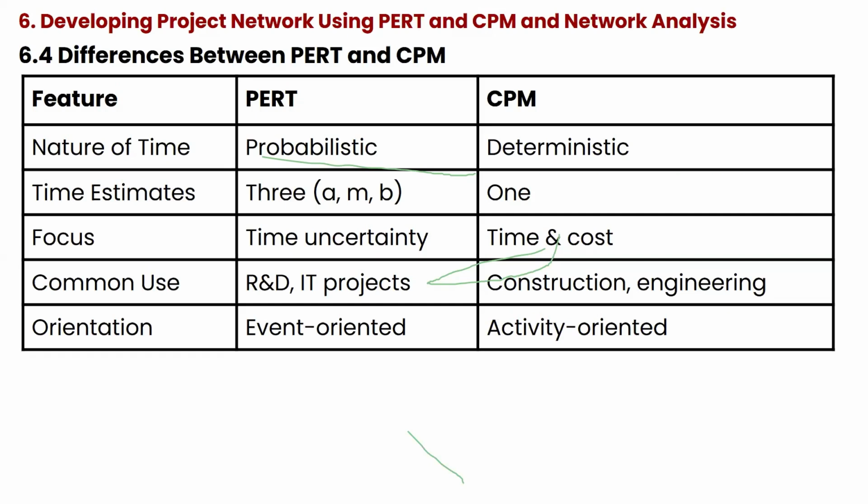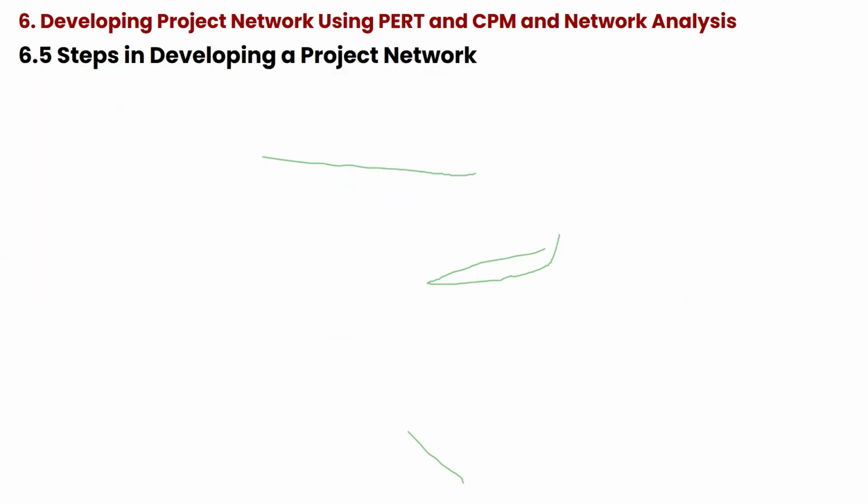Time uncertainty. That is the fear. For CPM, the issue there is time and cost. Orientation: we have event oriented, and here we have activity oriented. When it's an event occurring and when it's an activity going to occur, which I'm going to show you, maybe if not today, tomorrow. I have less than 7 minutes.